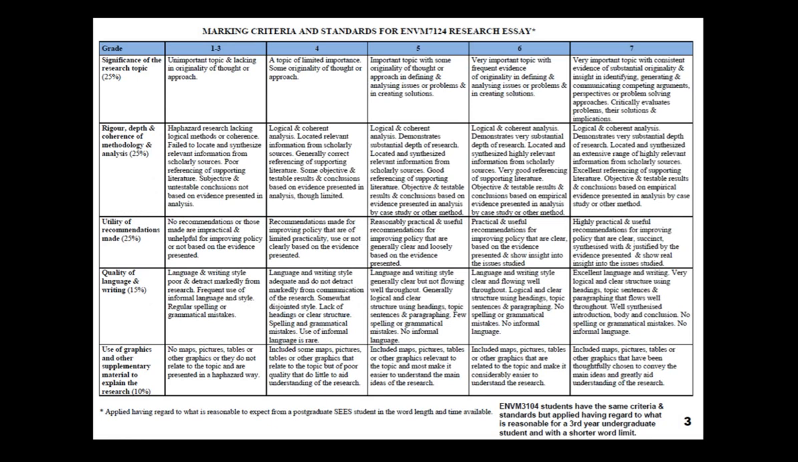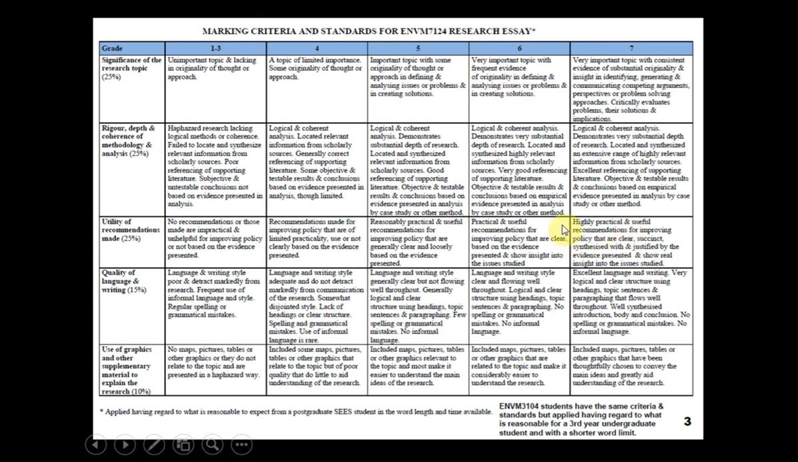And there's criteria and standards for that research paper. I won't go through them in detail, but have a read of them, have a think about them, because that's what you're marked against. And I would really emphasize the third one, the utility of the recommendations that are made. So sometimes people just evaluate and don't make any recommendations. Well, 25% of the marks is actually about the recommendations. It's a really important part. I want you to think about how it can be improved.